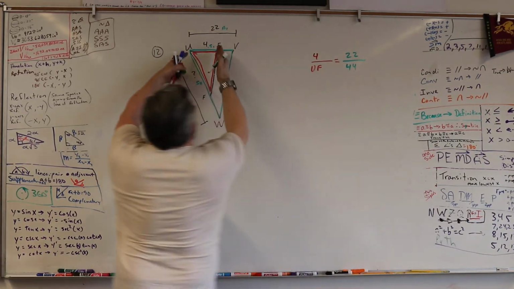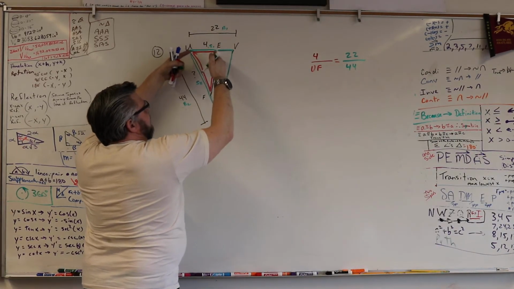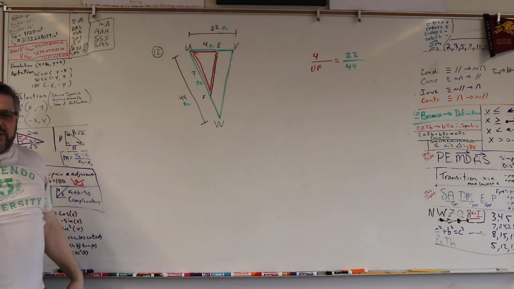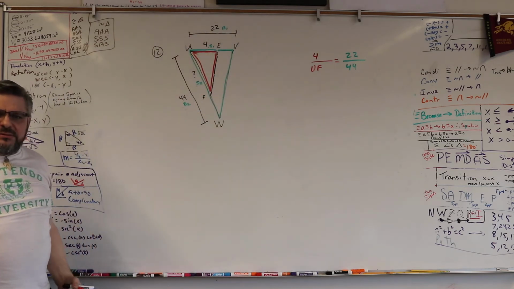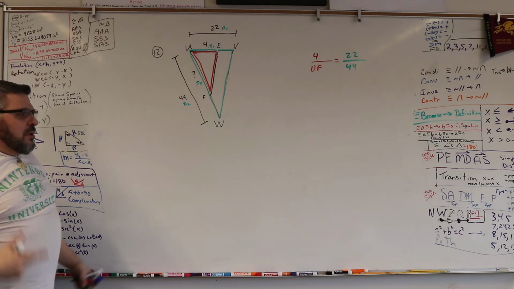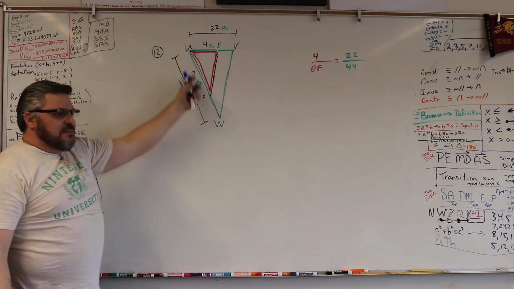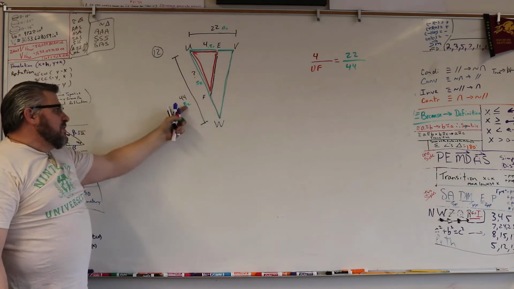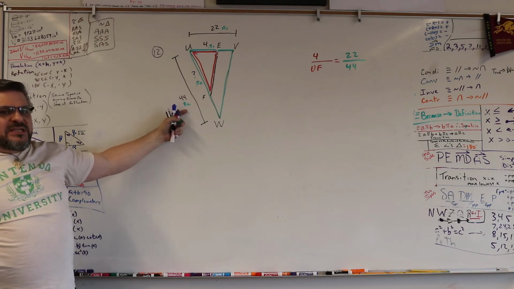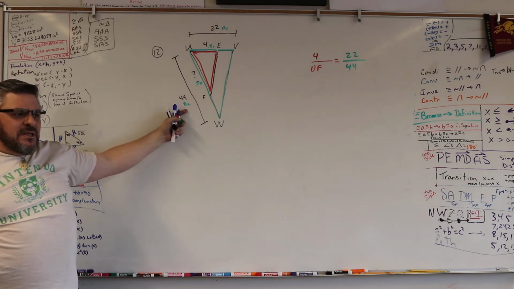This short side of the red is proportionate to the short side of the big triangle, the green triangle. And this longer side of the red is proportionate to the longer side of the green. Does that make sense so far?